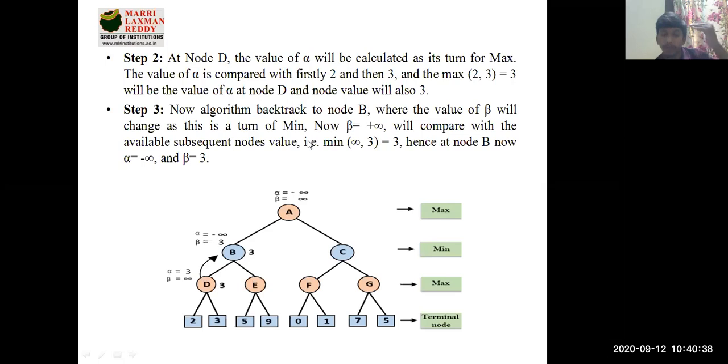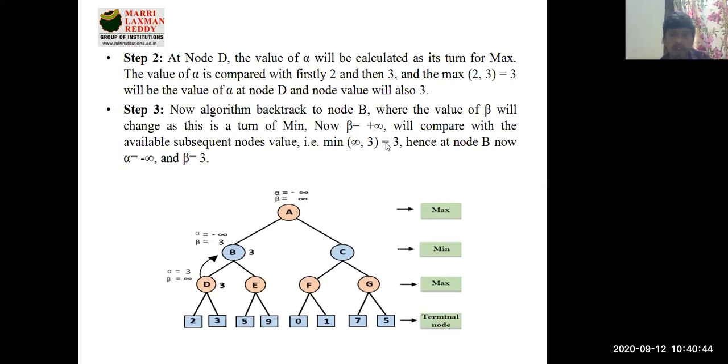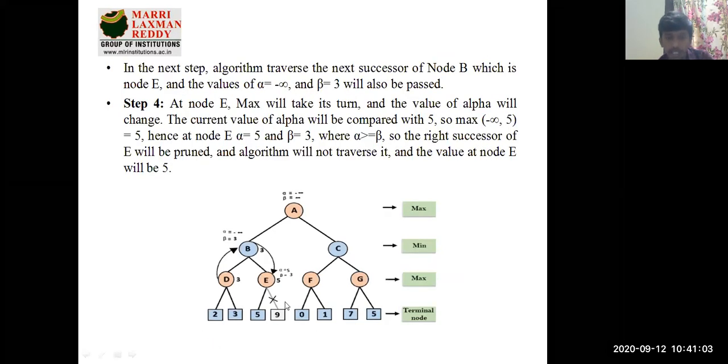And whenever you're going for maximum level, the value of alpha will be updated. Beta is equal to plus infinity initially. We'll compare with the available subsequent node values, that is minimum of infinity comma 3. Because at the initial condition the value of minimum is infinity, and 3, the minimum value is 3, so it is updated to 3. Now let's go for the next step to understand why we should go for the next traversal.